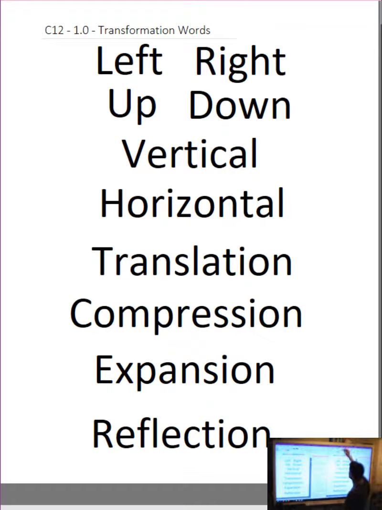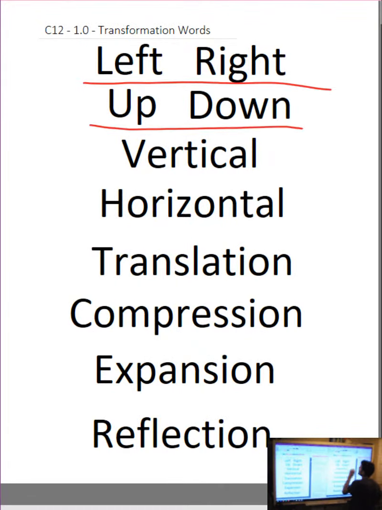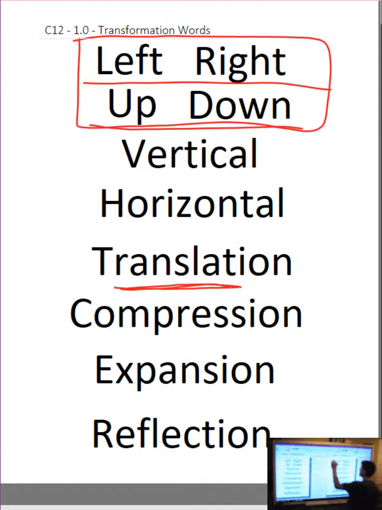So when I put something up like this, it means that these words are going to be incredibly important. So left and right, up and down, obviously the simple ones, and then vertical, which is up and down, and then horizontal, which is sort of left and right, but vertical would be a vertical line like standing up, and horizontal would be a horizontal line like lying down. And we're going to be talking about the words translation, which is moving left, right, up and down.